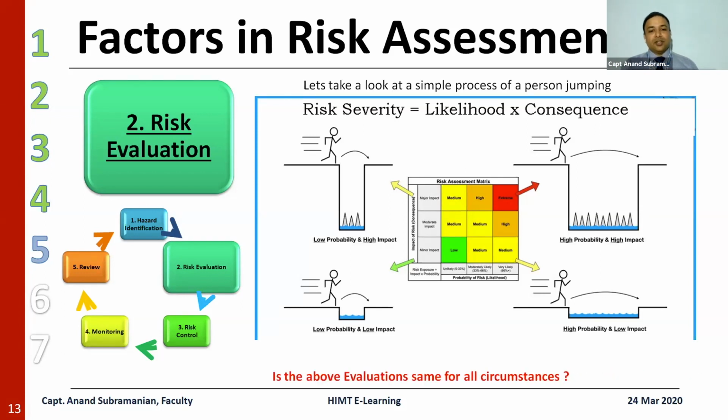All right. So now what I'm going to do is take the same situation and change some circumstances. Is the evaluation the same for all circumstances? That means the same person is going to jump across this pit, and the same thing will happen. What if I introduce one variable? What if I change the circumstances?